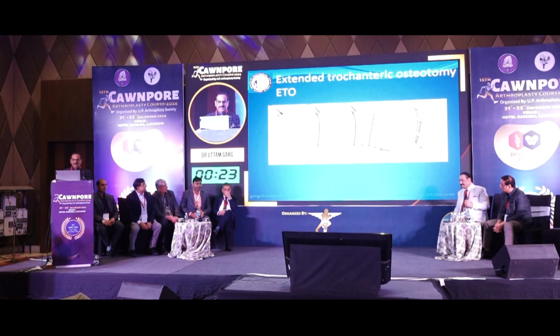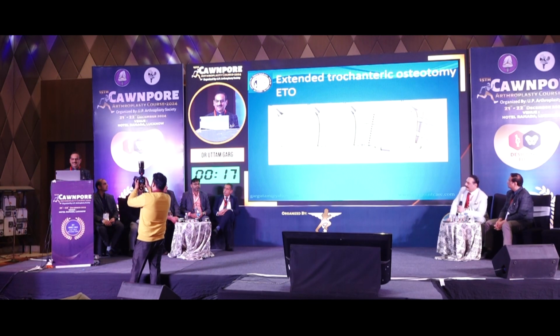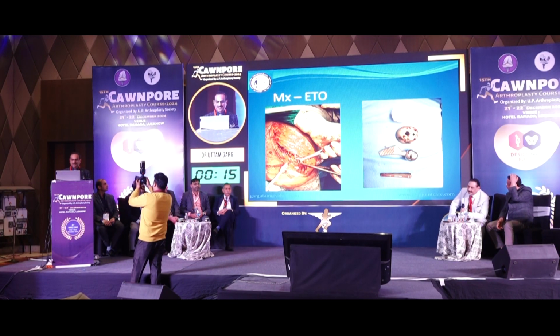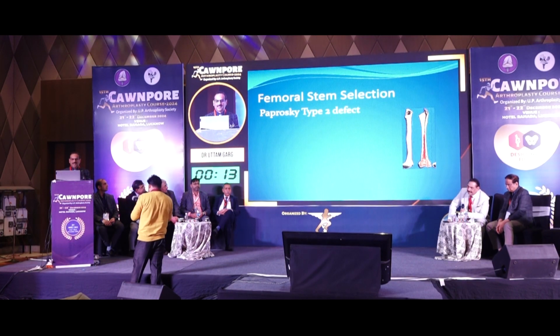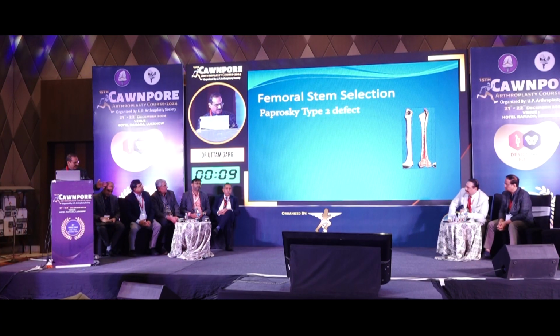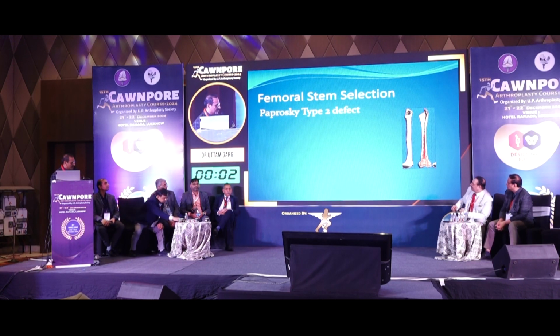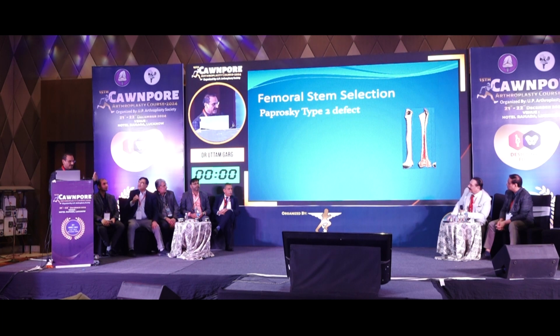I fully agree. So I have gone for the extended ETO as universal, no doubt about that. So I did the ETO. These are the positions, and the defect was Paprosky type 2. Now one question, sir: what would you like to put in this kind of stem for Paprosky type 2? The cemented one, the proximal?